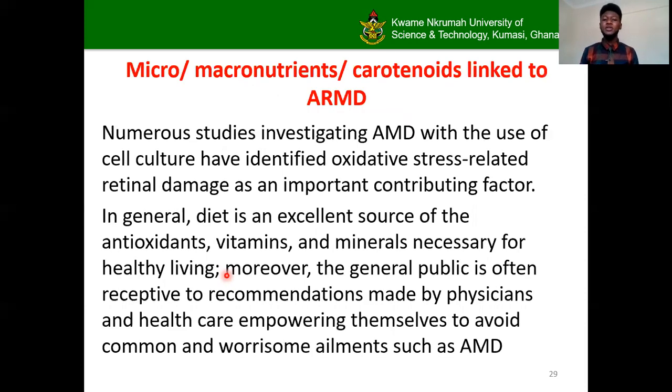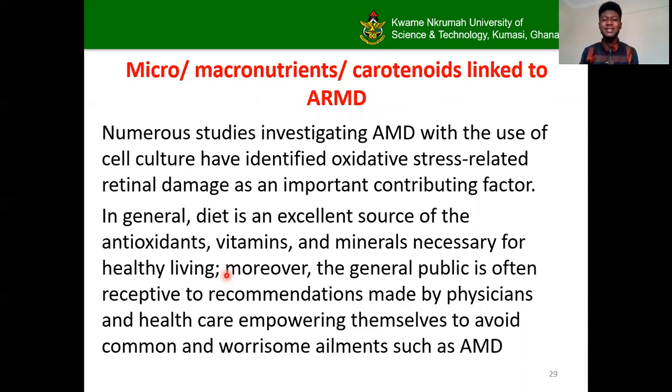The micronutrients, carotenoids, linked to AMD. Numerous studies investigating AMD with the use of cell culture have identified oxidative stress-related retinal damage as an important contributing factor. You see, a cell culture was obtained from retina. It went through a couple of analyses, and we got to know that most of retina damage is as a result of oxidative stress. Therefore, we need more antioxidants to reverse this action.